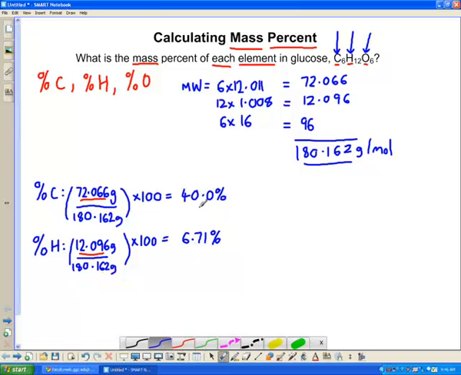Now, if you add up these two, we get 46.71%, which means that our oxygen is going to have to make up over half of the weight of our glucose. And this is a good way to check that we're actually doing things right.